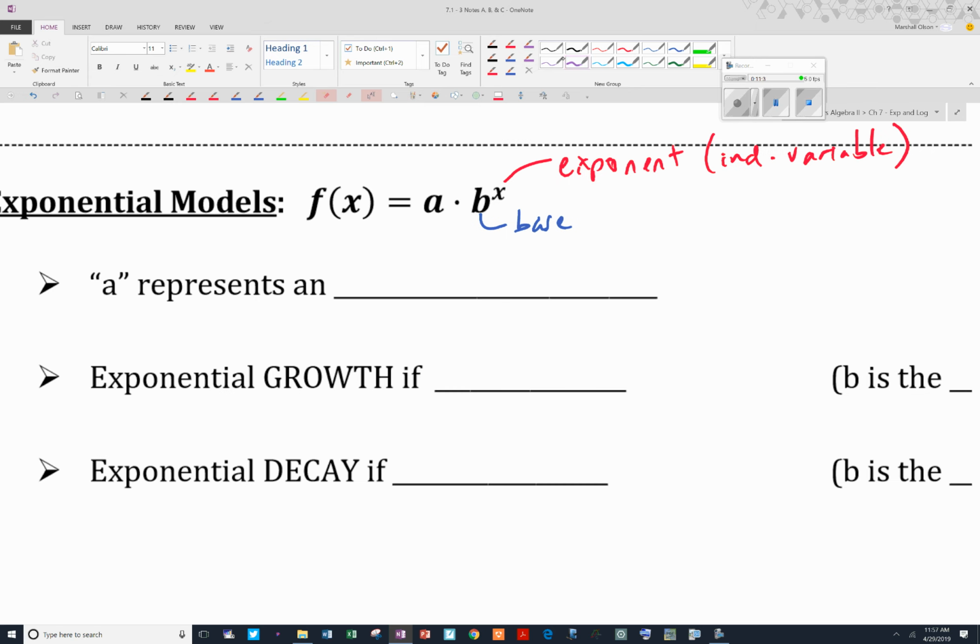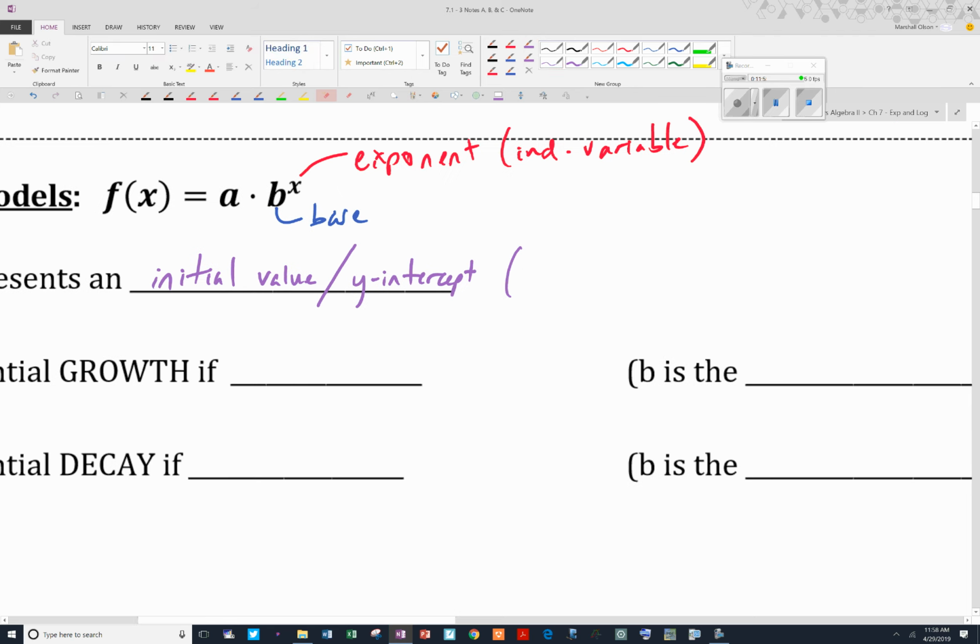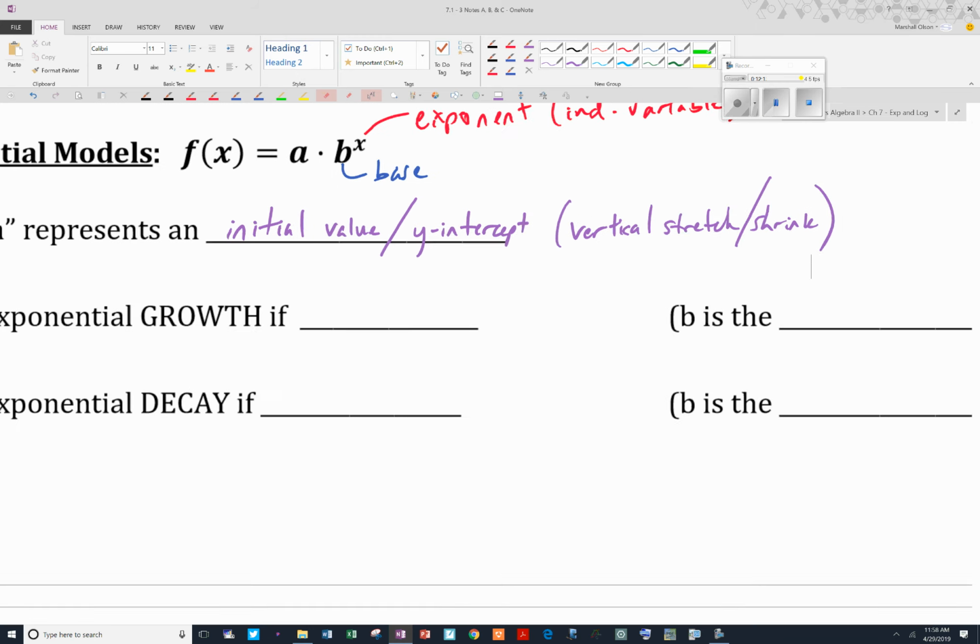So a represents an initial value in these. If you look back at every graph that we did up above, the y-intercept was the a value. So a is an initial value. We especially use that idea when we're doing our application problems, or y-intercept. And it's a vertical stretch or shrink. With the application problems, it's good to think of a as an initial value in the problem. In these generic graphs, it's good to think of a as a stretch or shrink.